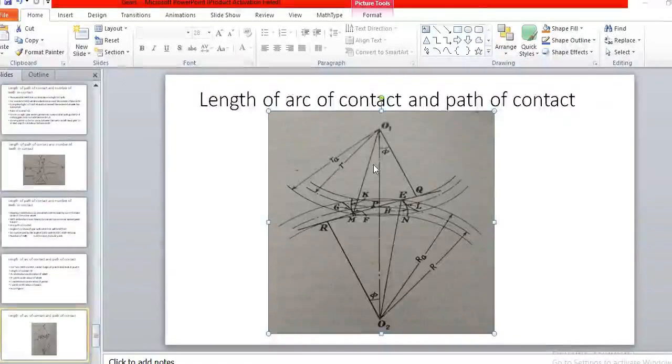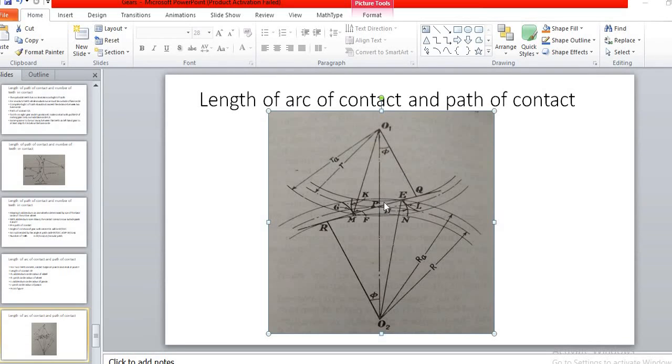Now here two gears are represented, one the wheel and another the pinion. Capital letters denote the gear or wheel dimensions, small letters denote the pinion dimensions. So capital RA is the addendum circle radius of the wheel, capital R represents the pitch circle radius of the wheel, small ra is the addendum radius of the pinion, and small r is the pitch circle radius of the pinion, and like that.